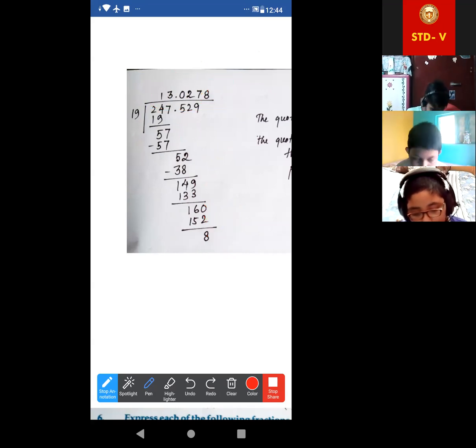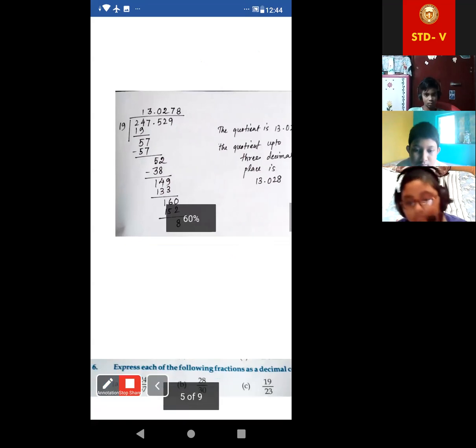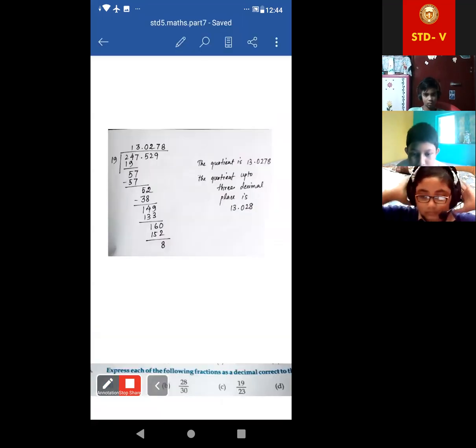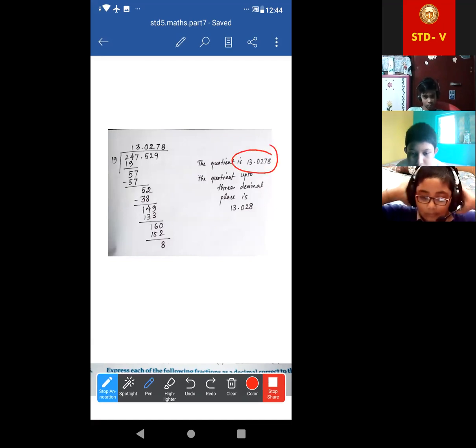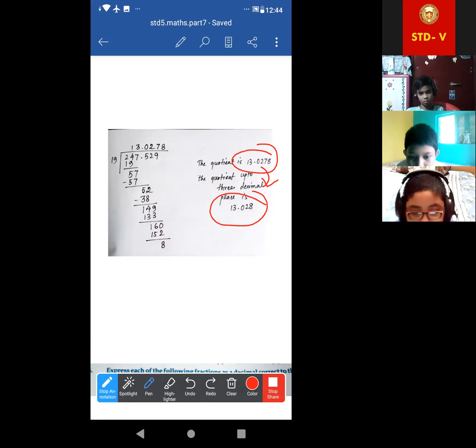Now what to write in the answer? At first write the quotient up to, the quotient is this one. Then up to 3 decimal places, write the next answer. The actual answer.